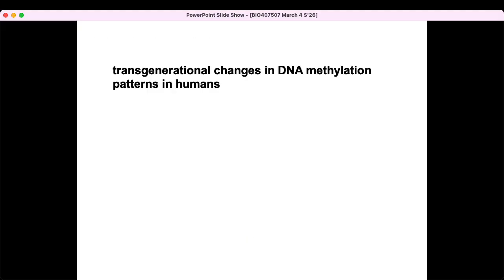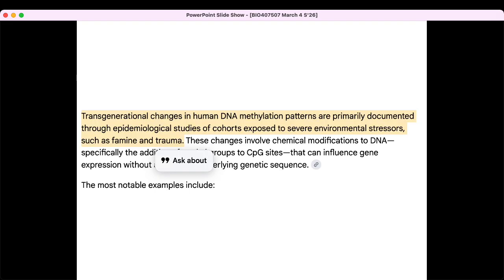And so the idea is transgenerational changes in DNA methylation patterns in humans. And it starts out with an example. And the example would be something happened to a person's grandparents or great-great-grandparents, and it seems to still be impacting the development of their offspring through a few generations, okay? So pretty interesting stories that fit into our course.